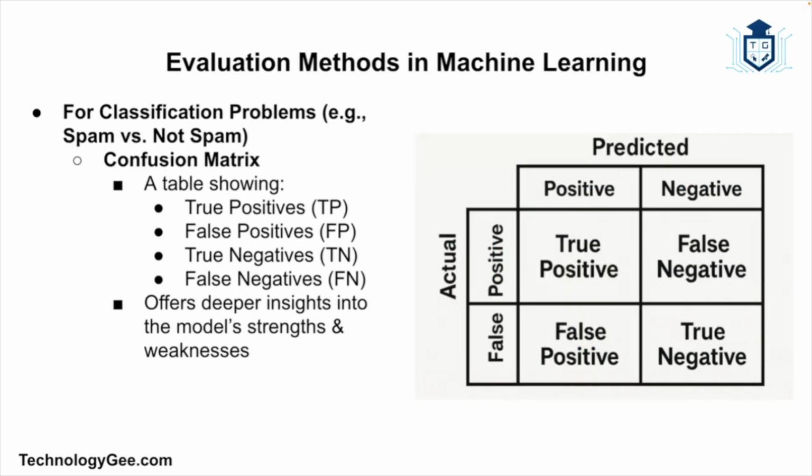And then we have what is called a confusion matrix. And this is a table that shows true positives, false positives, true negatives, and false negatives. Essentially, this gives a deeper look into how the model performs.